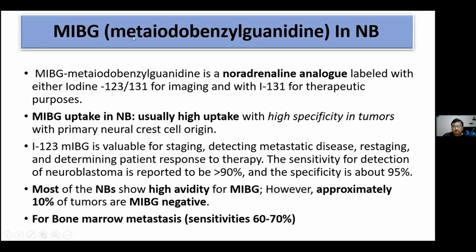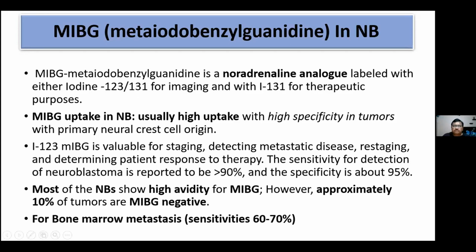MIBG, meta-iodobenzylguanidine, is a noradrenaline analog labeled with either I-123 or I-131. We don't have I-123 in our country. We have I-131 only. So for imaging and for therapy we have only one, that is I-131. We don't have I-123.